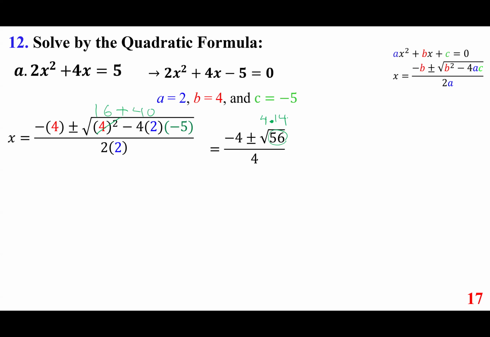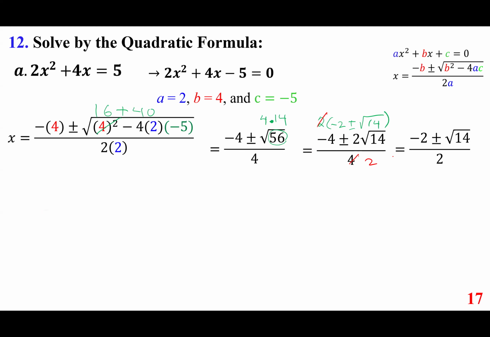Why do I write it in this fashion? Because I want to bring the 4 out. Now, I've seen students getting rid of the 4, which is wrong. You have a common factor of 2. The final answer is negative 2 plus minus the square root of 14 over 2.